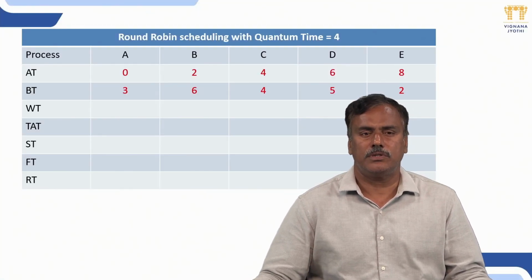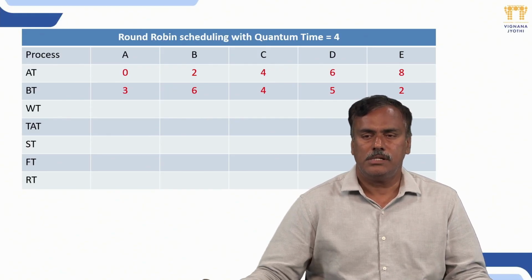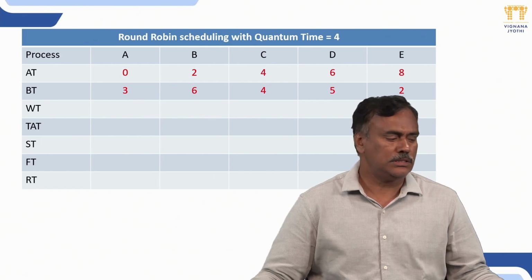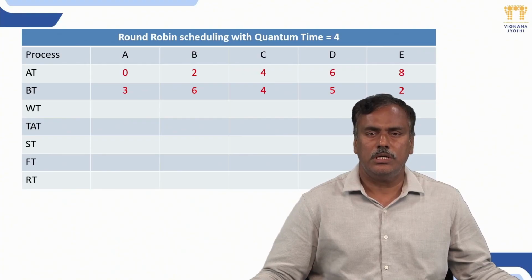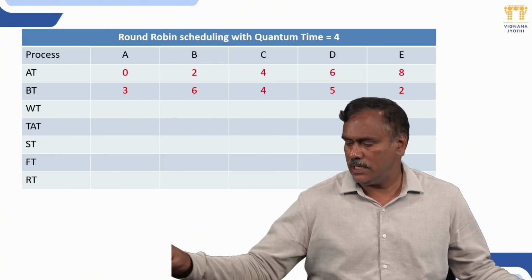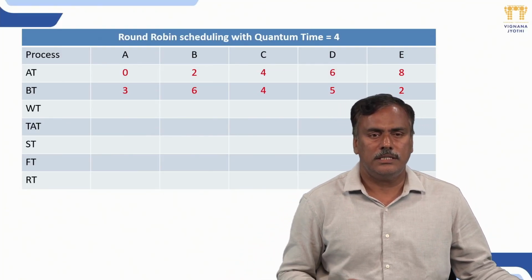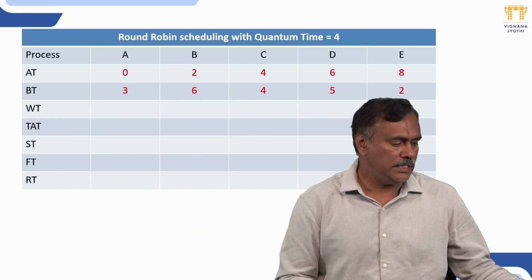Suppose we have 5 processes whose arrival times and burst times are as shown in the table, and you are given the quantum time or slice time as 4 units. Using this round robin scheduling technique, how these processes are going to be executed can be shown by this Gantt chart. First, let us draw this Gantt chart, by means of which we can find the other things very easily, like waiting time, turnaround time, and so on.